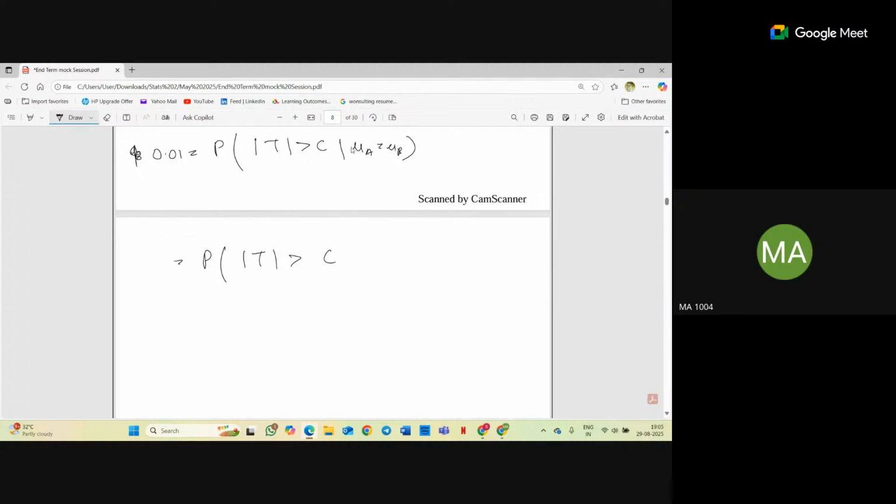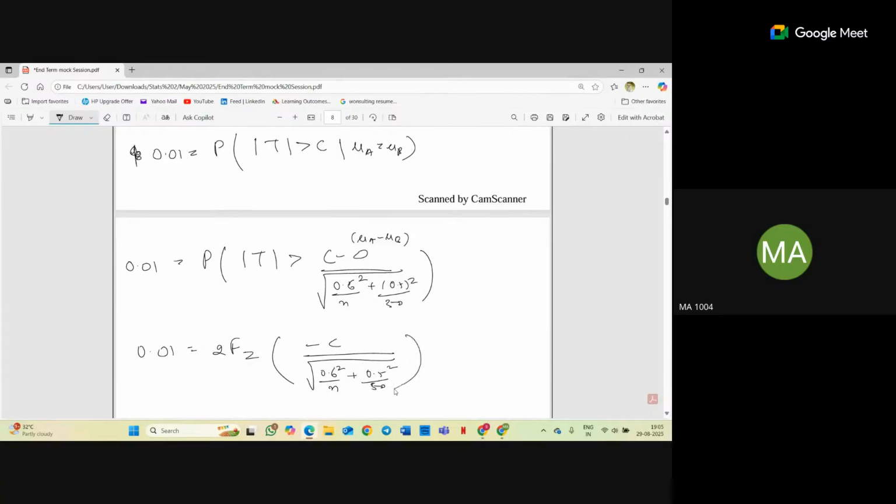So this will be C minus mu A minus mu B, which are equal, so it will be 0 only, divided by under root of 0.6 square divided by n plus 0.5 square divided by 50. This equals 0.01, right? So I can write this as 0.01 equals 2 into Fz of minus c divided by under root of 0.6 square divided by n plus 0.5 square divided by 50.